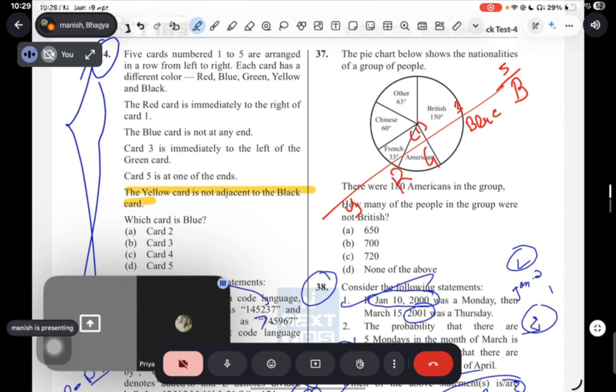What is the answer, Manish? Card number 3. Manish, see, 1 to 5 is the order. Like first one will come, two will come like this, from left to right.